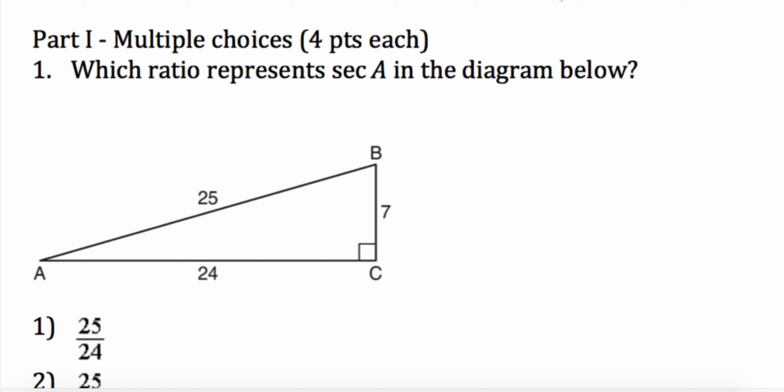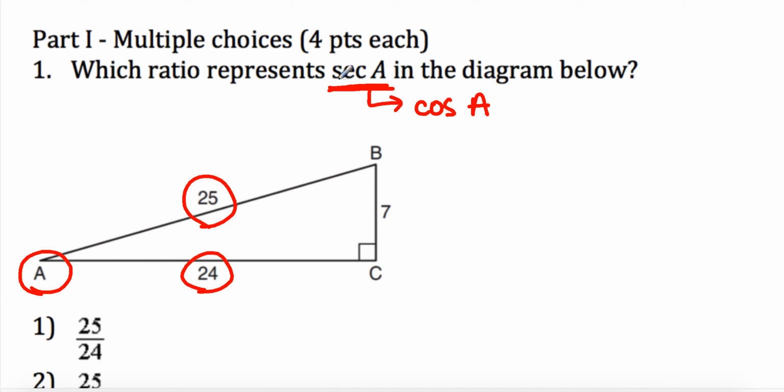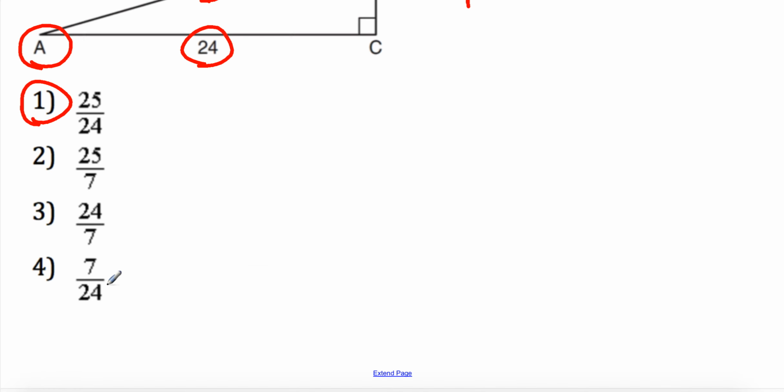Hello, let us look at some previous exam questions together. So the first one here, which ratio represents the secant of A? Secant is the reciprocal of cosine of A. What is angle A right over here? Cosine would have been 24 over 25. But secant is a reciprocal of that, so we get 25 over 24, which is choice 1.